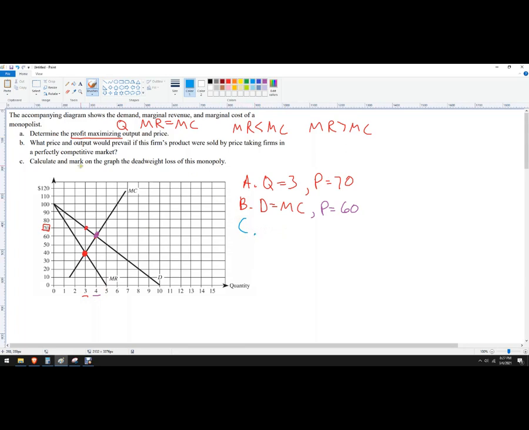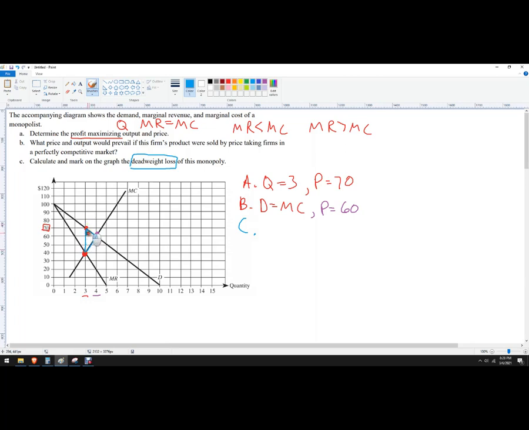Part C, deadweight loss. Deadweight loss is the loss in efficiency due to the monopoly. So what did the market lose by having this monopoly here? It's the loss in quantity and the increase in price. So we're going from 3 to 4, and that's going to be the quantity part. Then there's the difference between the profit maximizing quantity and the price that's being sold.